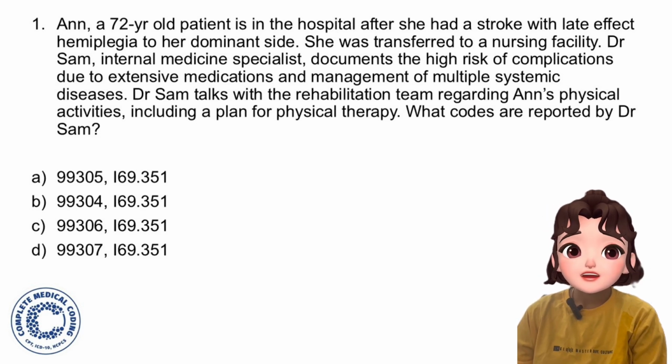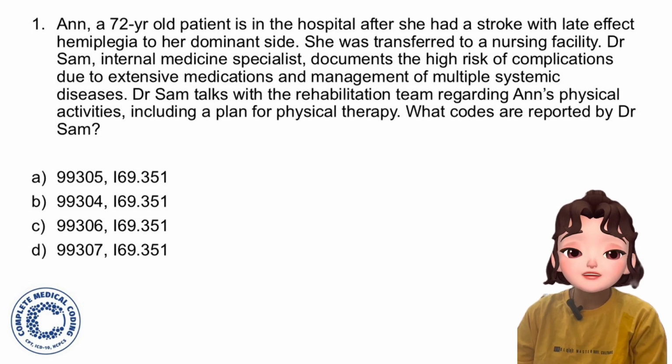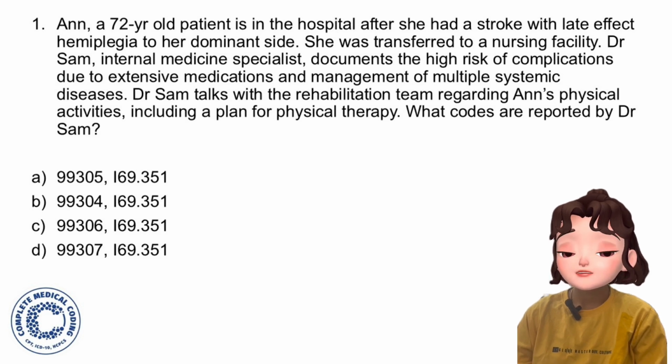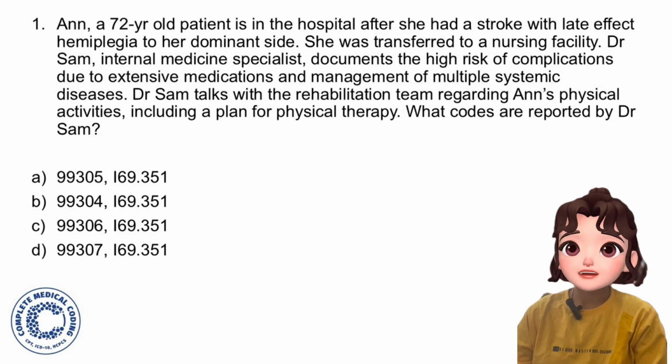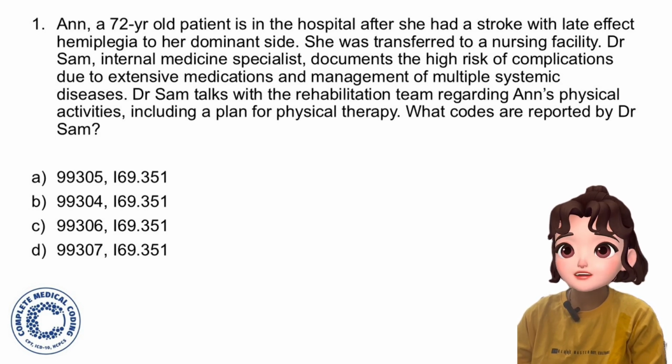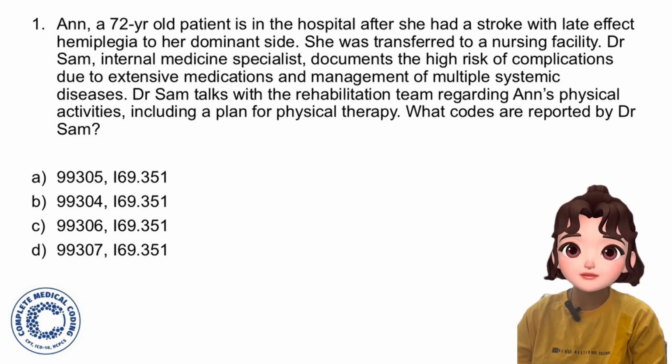Okay, so here you have to find out the exact diagnosis as well as the correct E&M code. As you have read the question, the E&M code will be something related to a nursing facility, not rehabilitation, because Dr. Sam talks with the rehabilitation team, which is only transferring the message. Here you have to code for the nursing facility. See the second sentence: she was transferred to a nursing facility. So you have to code for the nursing facility.